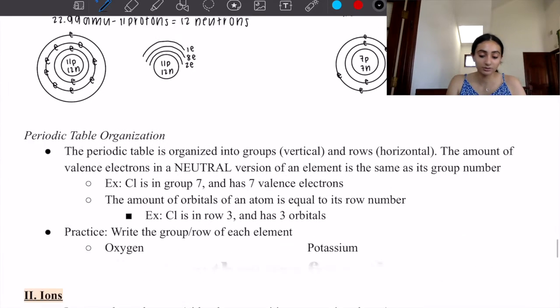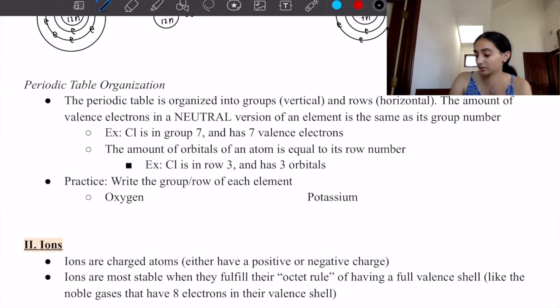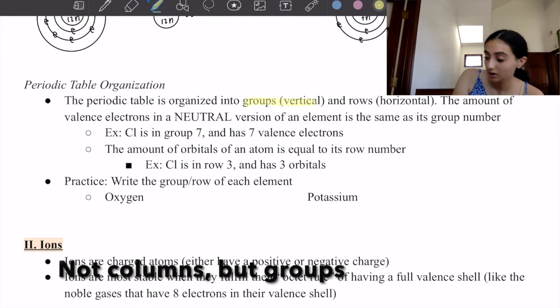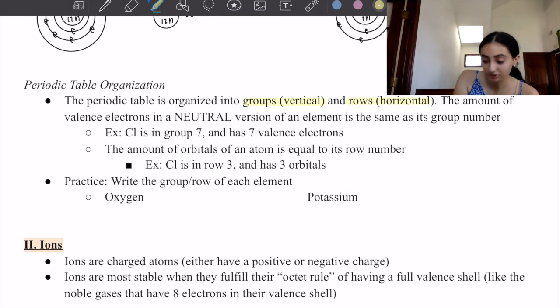Now we're going to look at the organization of the periodic table. So if you'll take a look at your periodic table, and if you notice in my last video, I was mentioning that there are both rows and there are columns. So as I wrote here, the periodic table is organized into groups, which are vertical, and rows, which are horizontal.